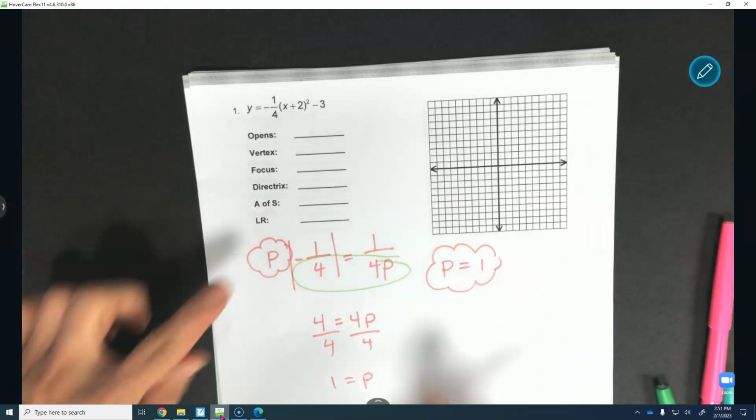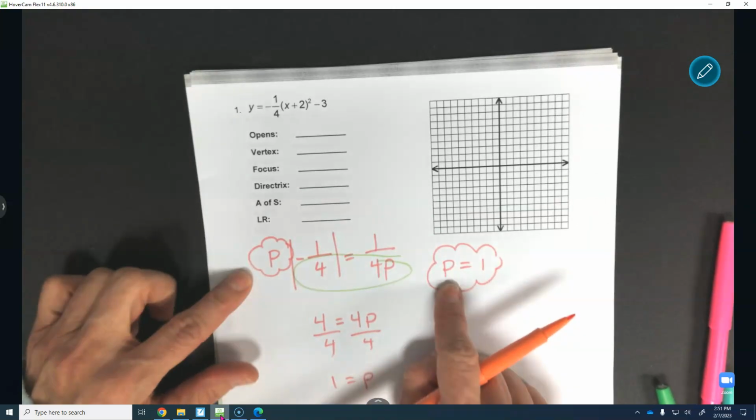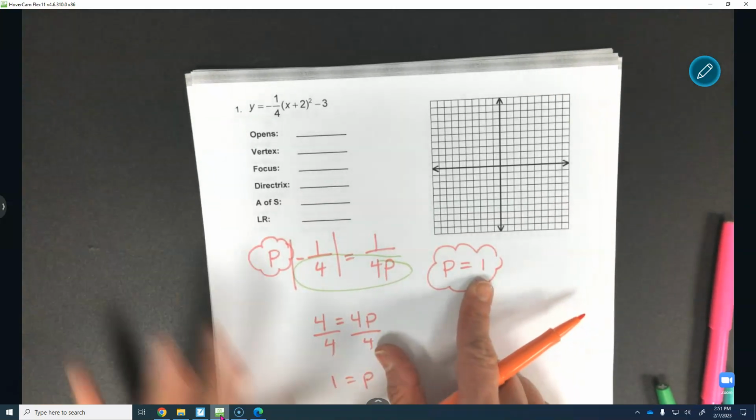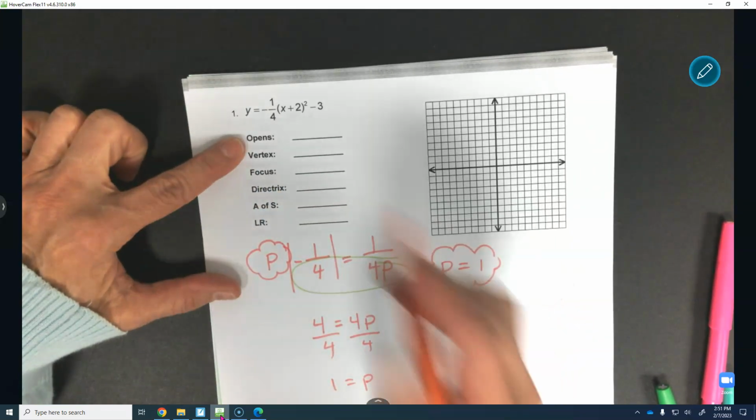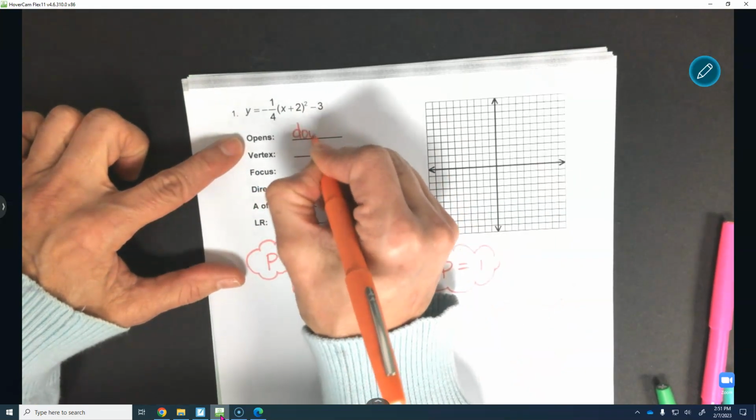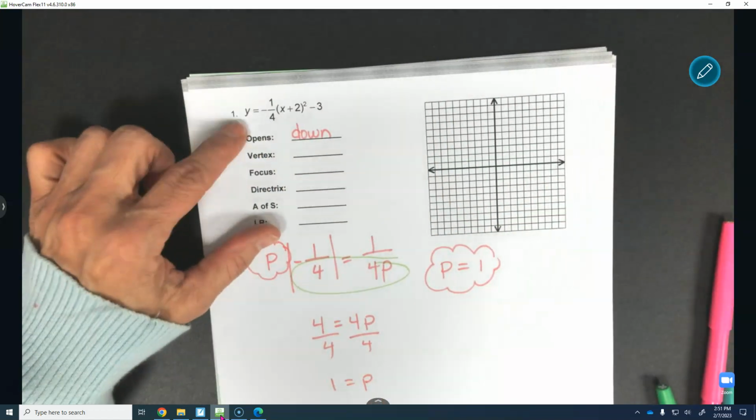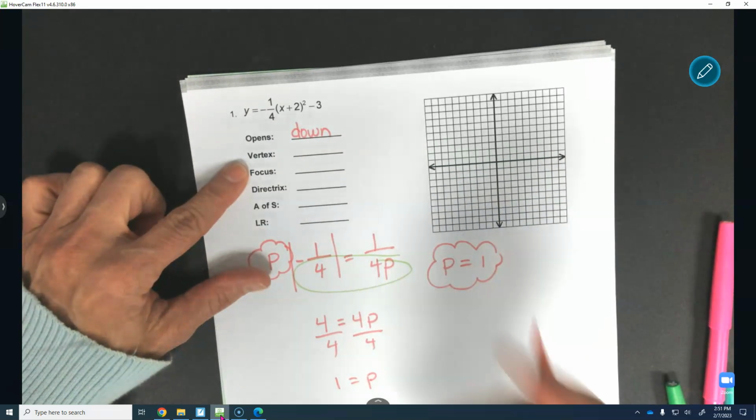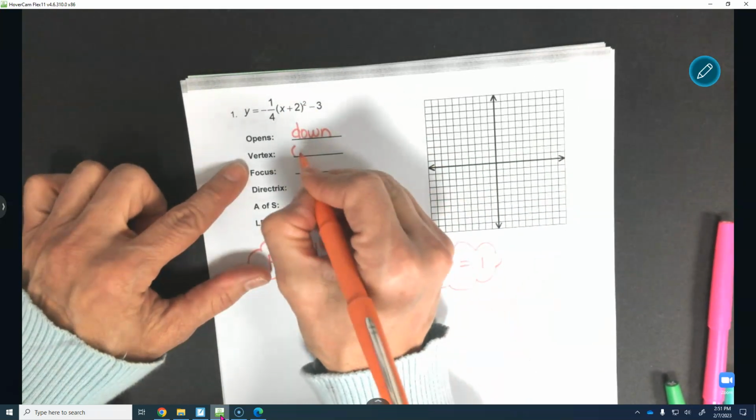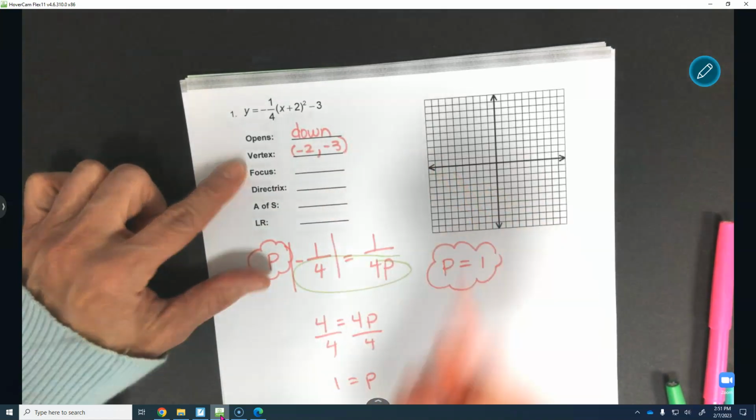All right, so now that we have the most important piece of a parabola, which is the P value, we're going to go back and start filling in these attributes. I know that this graph opens down because my A value is negative and it starts with a Y. I know it's a vertical parabola. Vertex, plain old HK, so let's write -2, -3.